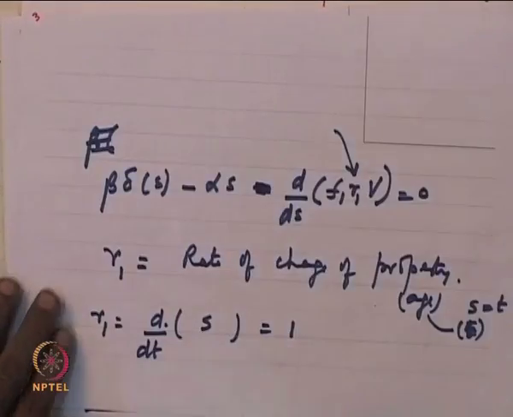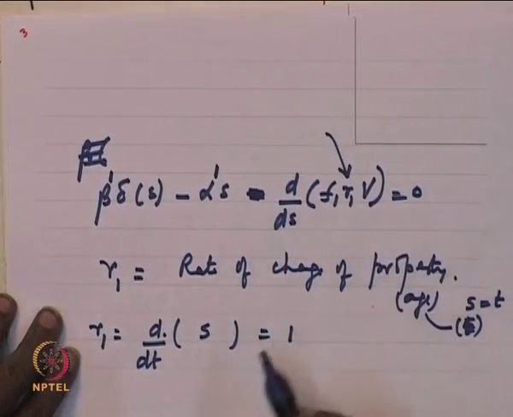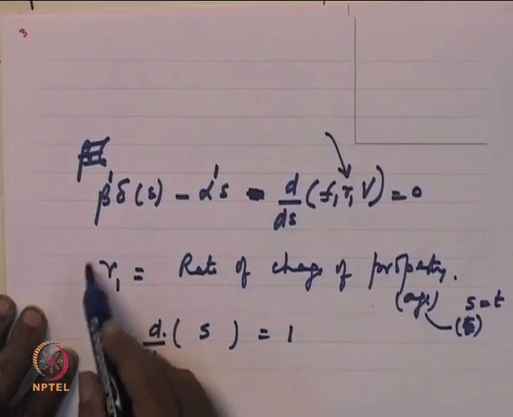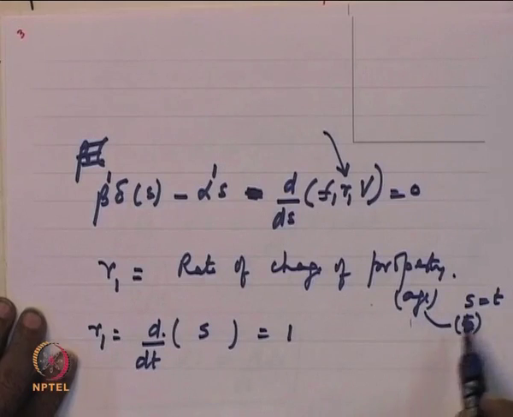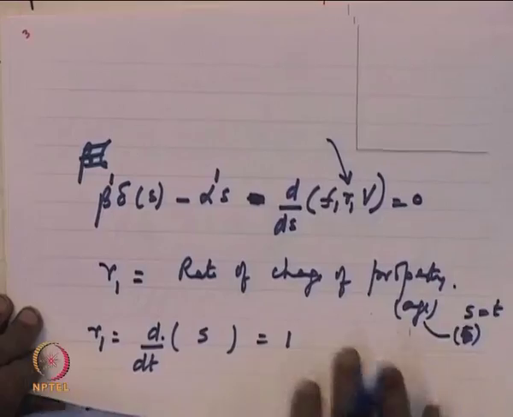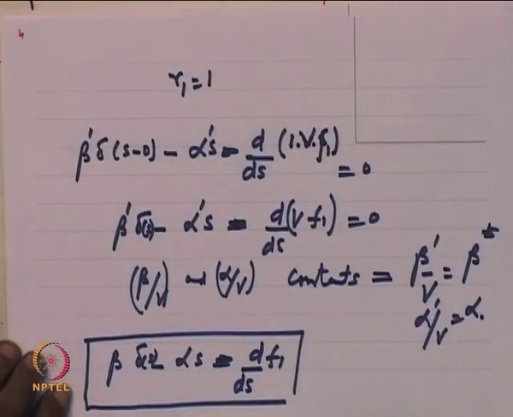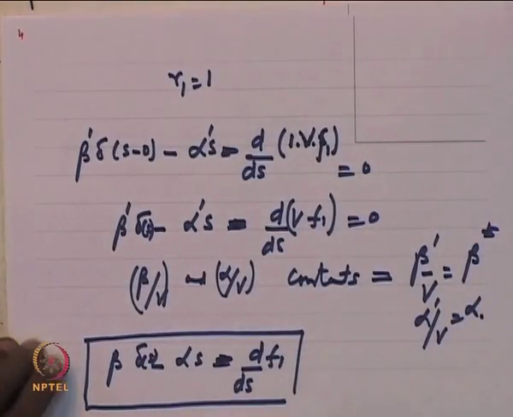Then we said that we can write this as beta dash, and then we put the rate of change of property R1 as 1, because S refers to age, it really refers to time basically, therefore d by dt is equal to 1. That is how we substituted R1 as 1. Then beta dash by V we said is beta, and therefore we got this equation.